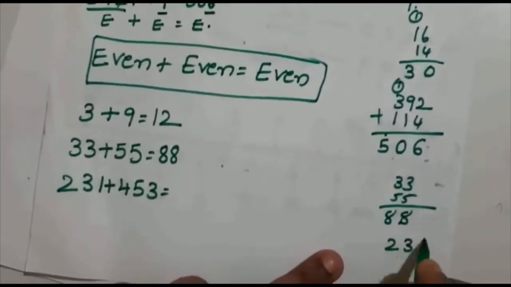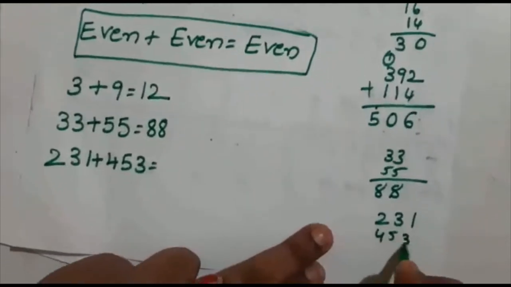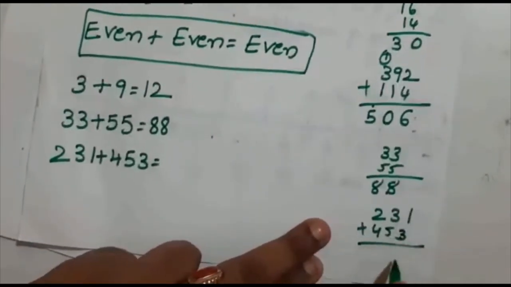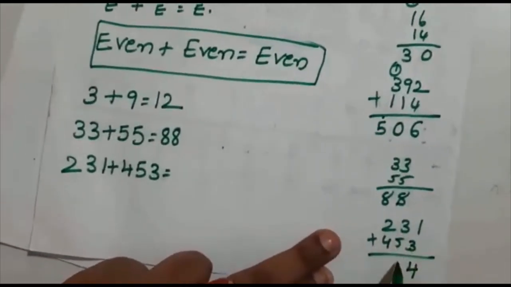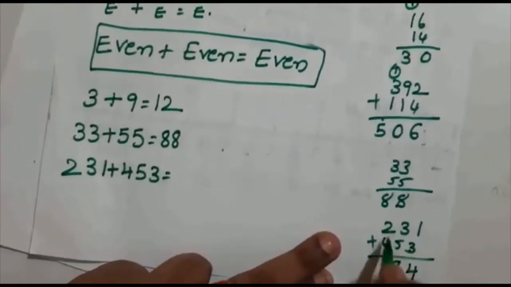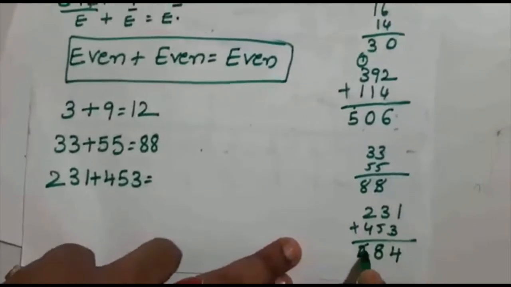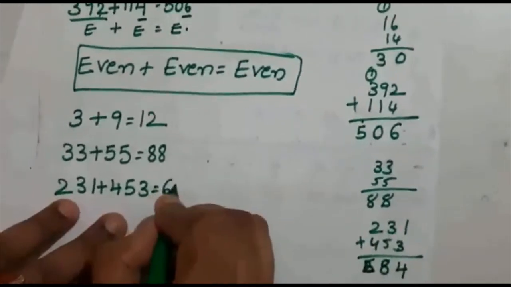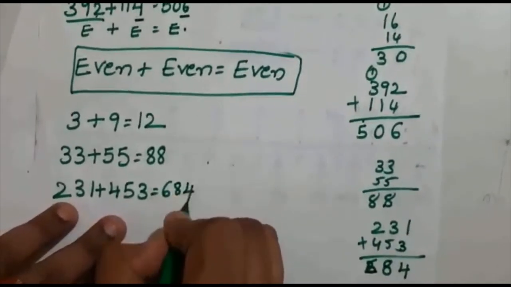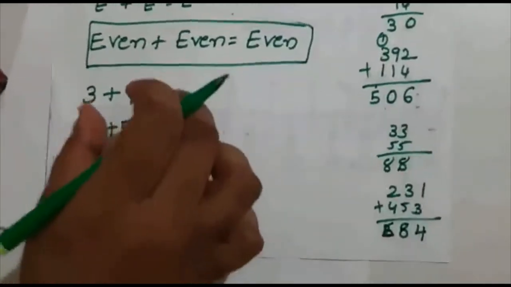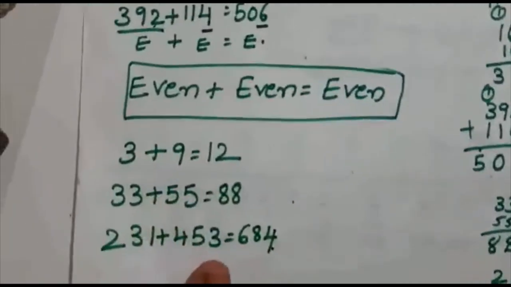Let us take now a 3-digit number, 231 plus 453. So, we are adding 231 and 453. What is the answer, children? 3 plus 1 is 4. 5 plus 3 is 8. 4 plus 2 is 6. So, totally how much did we get, children? 684.